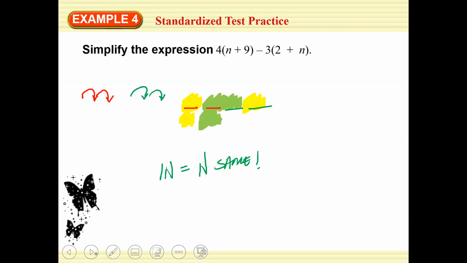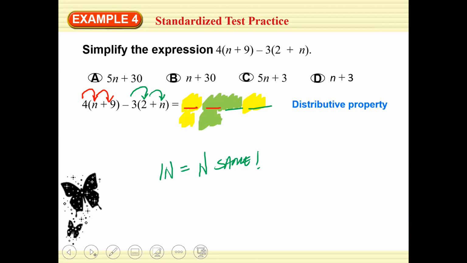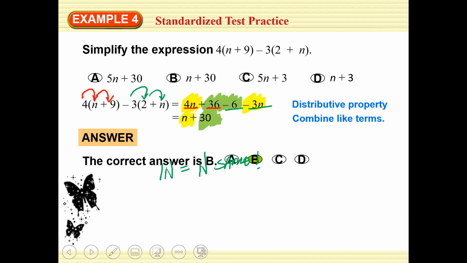All right, let's take a look at one of the questions here. This is a good distribution problem. You distribute the 4, distribute the -3, and then you go ahead and combine your like terms. So you combine the 4 in with the -3 in, and then 36 minus 6. So your answer in this case is going to be B as in boy.